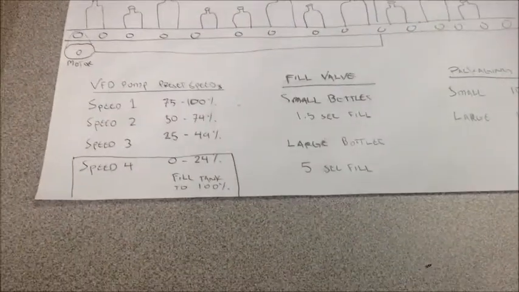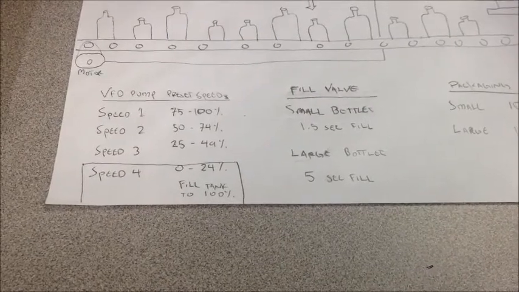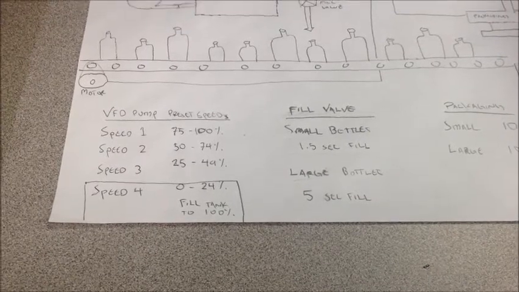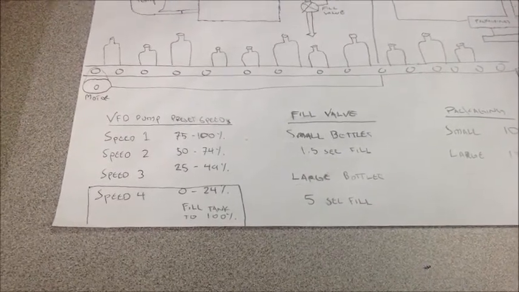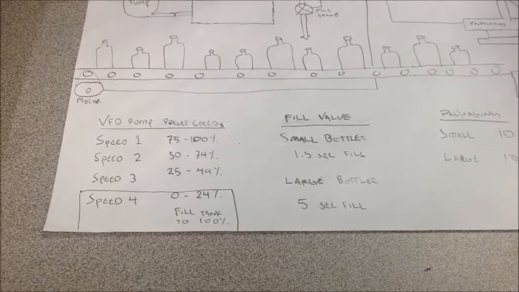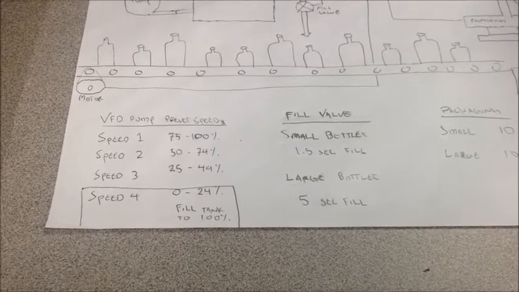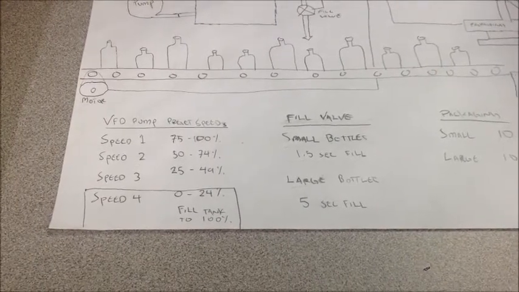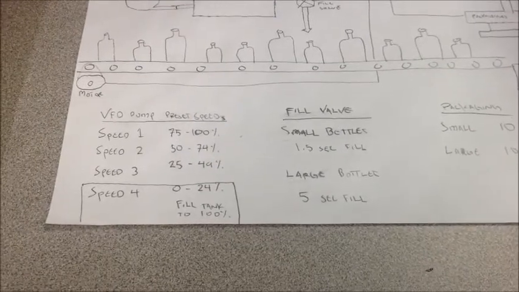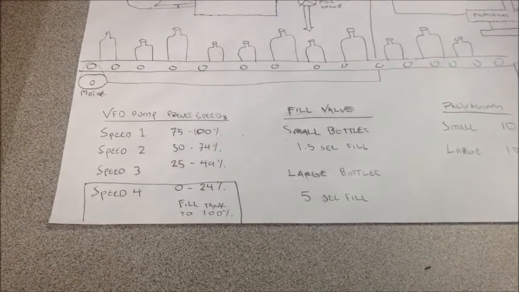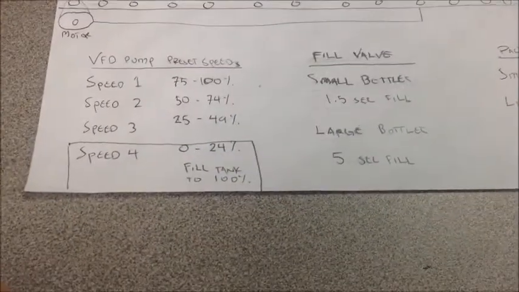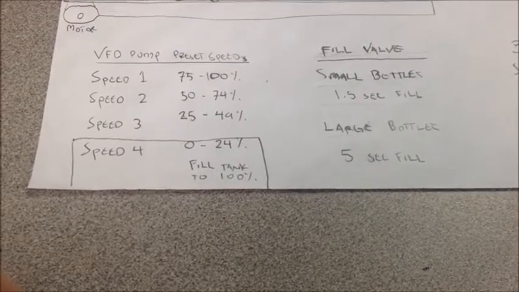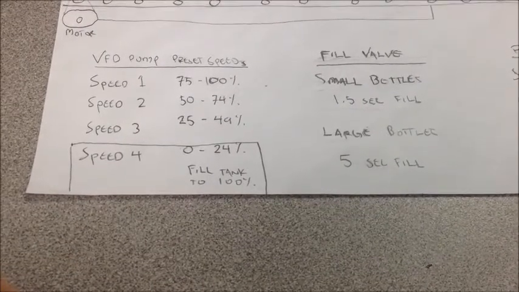I've also implemented a VFD, or a VFD that controls a pump, that will go off on certain preset speeds. If the tank is at 75 to 100%, speed 1 of the pump will go on. Speed 2, 50 to 74%. Speed 3, 25 to 49%, and then speed 4, which is 0 to 24%. The special thing about speed 4 is that if it's gone down to that level, it'll fill the tank back to 100% and then start the whole process all over again.